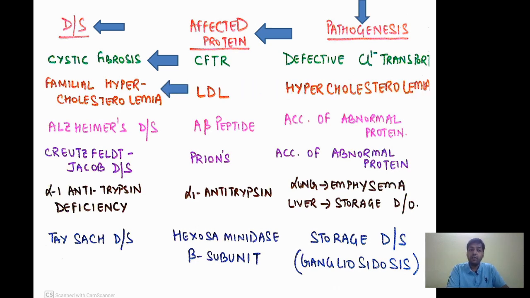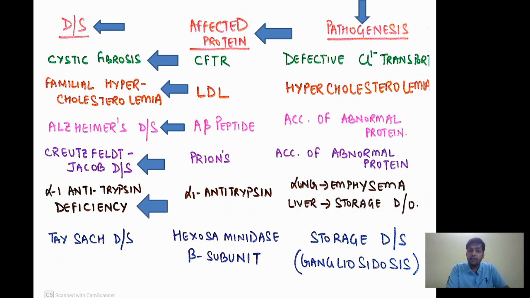Secondly, we are having familial hypercholesterolemia. Here if you see, the affected protein is LDL protein, and the basic pathogenesis over here is hypercholesterolemia. Thirdly, we are having Alzheimer's disease. Here the basic affected protein is A-beta peptide, and the basic pathogenesis is accumulation of abnormal proteins. Then we are having Creutzfeldt-Jakob disease. Herein the affected protein is the prion protein. So we are having abnormal prion protein, and there is an accumulation of these abnormal proteins.